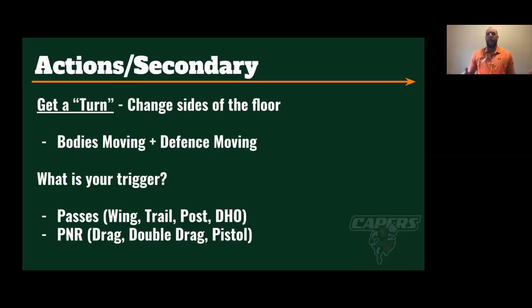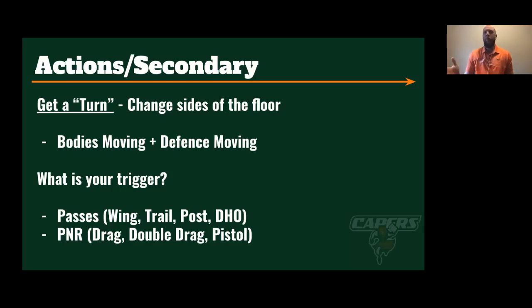So then you move into the second layer, which for us is actions or secondary. And the term that we like to use is getting a turn. Actions and secondary, in my definition, just means getting the ball changing sides of the floor. That means bodies moving and the defense is moving. And I think that's a really important thing. If you're not scoring, just straight running, getting a layup, you have to change sides of the floor to get that defense moving so that they can't set up.